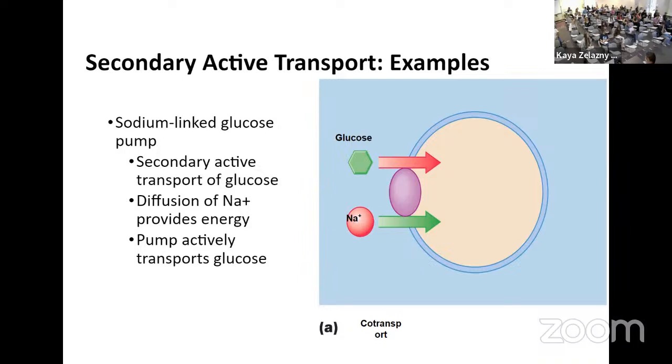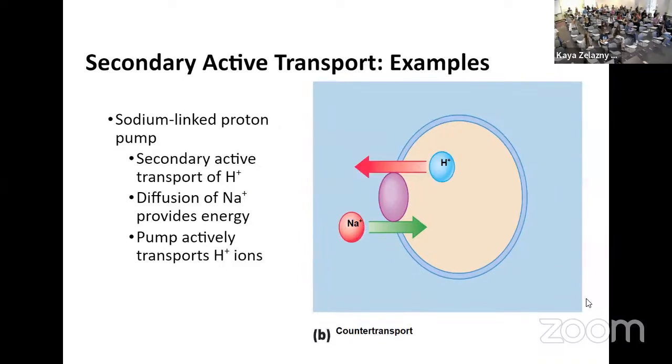Hopefully we have seen this before. Another example here would be a sodium linked proton pump. So as you can see, sodium is in this again. Sodium is a really important ion in physiology. It is often our source of energy. It's usually because we have set up that sodium gradient using the sodium potassium pump, which is primary active transport.